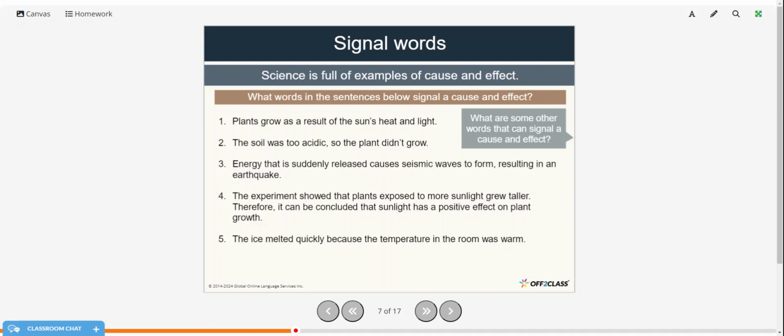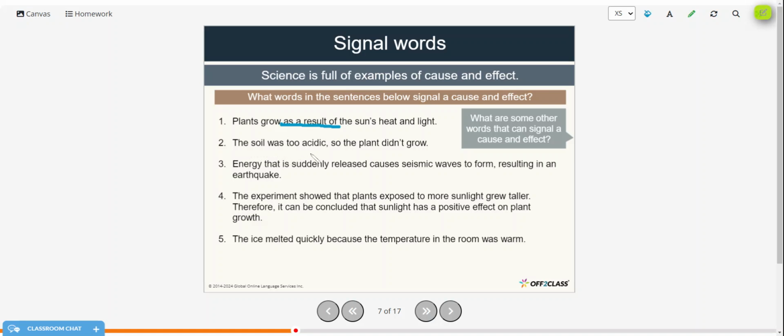So now we're going to talk about signal words. Science is full of examples of cause and effect, and what words in the sentence signal a cause and effect? So plants grow as a result of sun's heat and light. So as a result of are signal words.